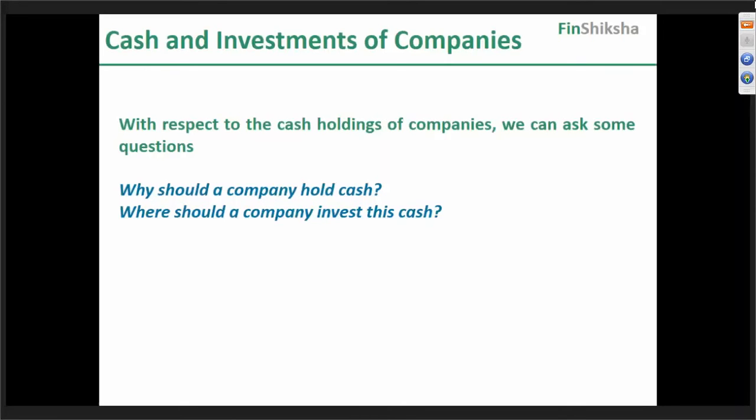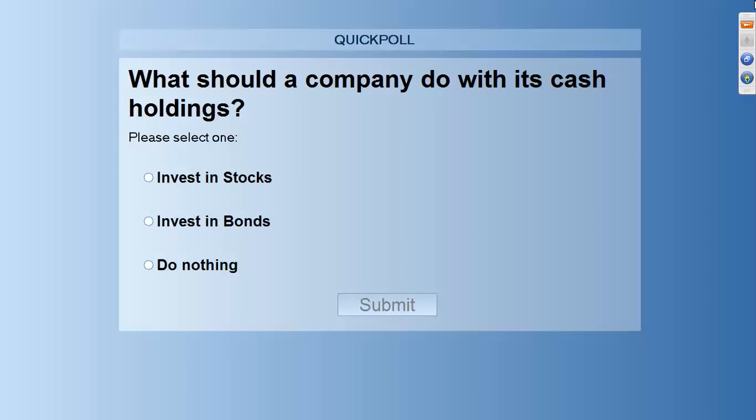The second is, where should a company invest this cash, right? So what should a company do with its cash holdings? Let's try and answer this question. What should a company do with its cash holdings?